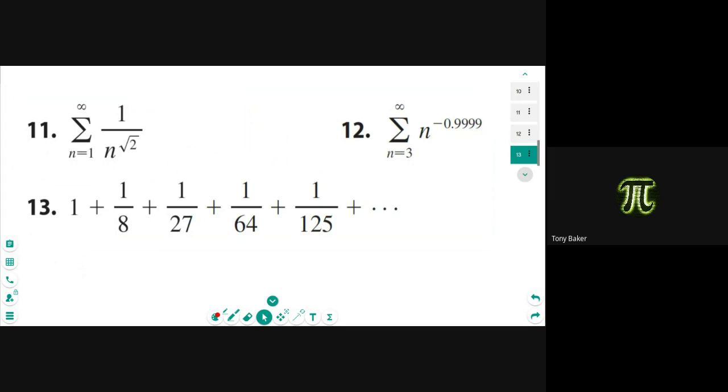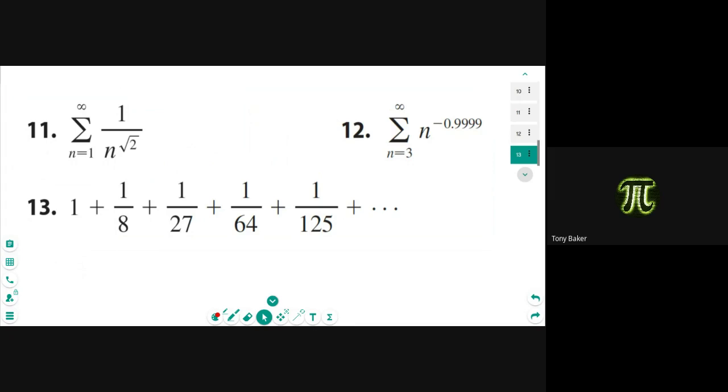The number's got to be bigger than 1, so since it's bigger than 1, that's convergent. The next one is negative 0.999999, so it'd be 1 over that, right? Is it greater than 1? No, it's less than 1, so that's divergent. Then 1 over 8, 1 over 27, 1 over 64.